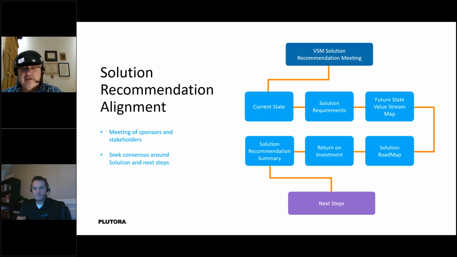Get a decision, all right? Is it a go or a no go? If it's an unknown, not a go or a no go, then make sure those next steps are pretty clear of what is going to be required to get that decision. And hopefully if it is a go, then the next steps are really to set it up for the next phase, which is the implementation phase, which is the next webinar.